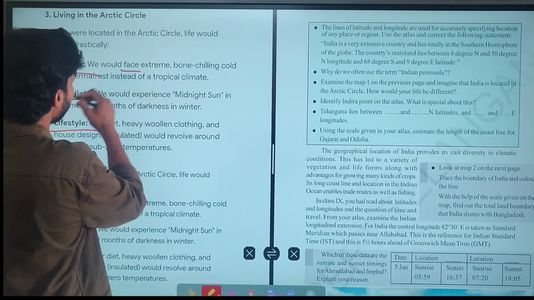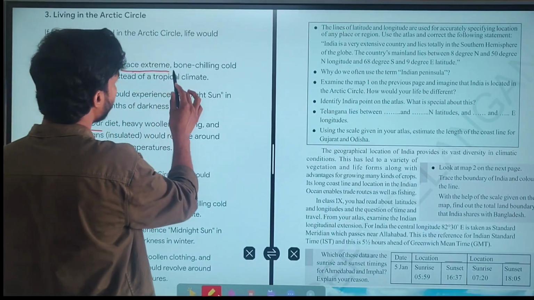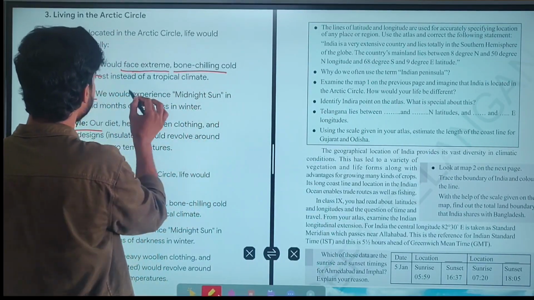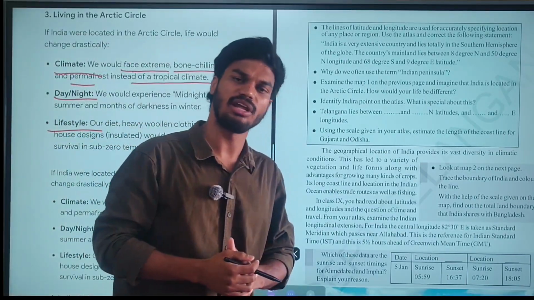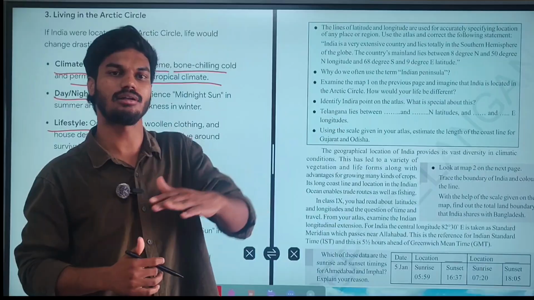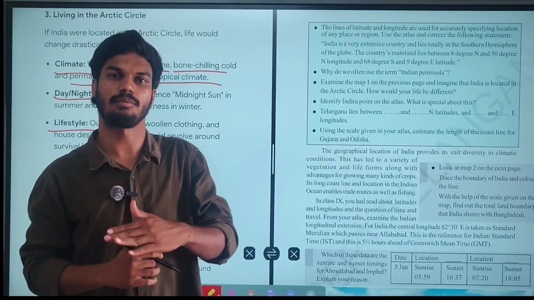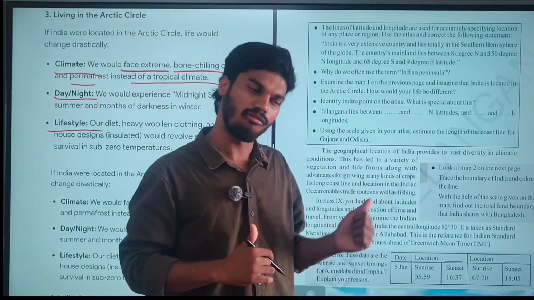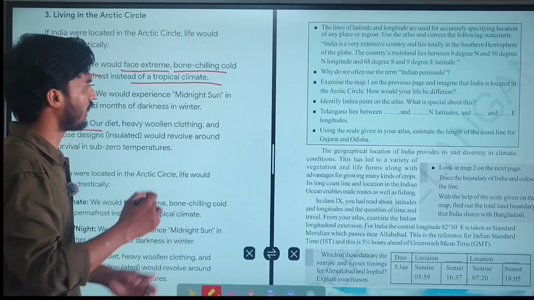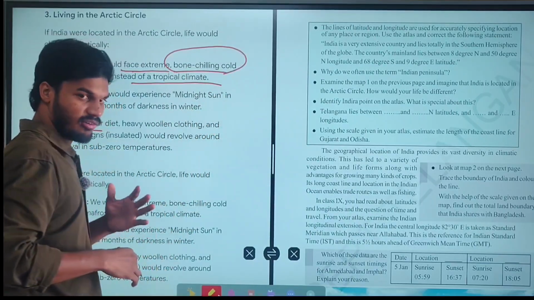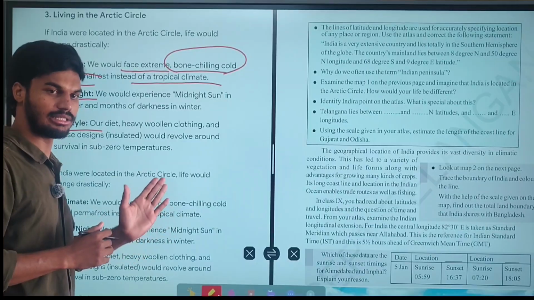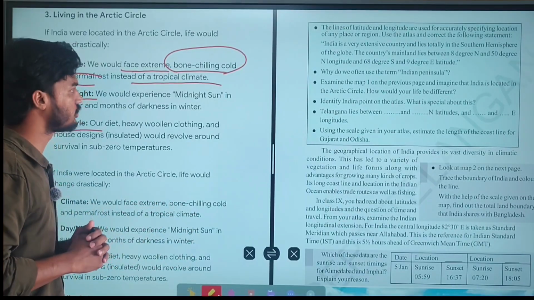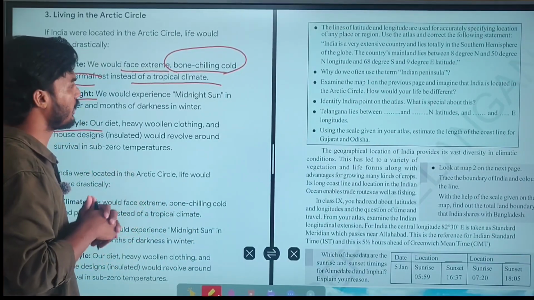According to the climate, we would face extreme bone-chilling cold and permafrost instead of a tropical climate. Simply, the Arctic regions are very cold. Ice blocks are mainly forming, and the regions are in the form of ice glaciers. Temperatures will be in the minus 50 to 60 degrees, so it is very difficult to live in that region.